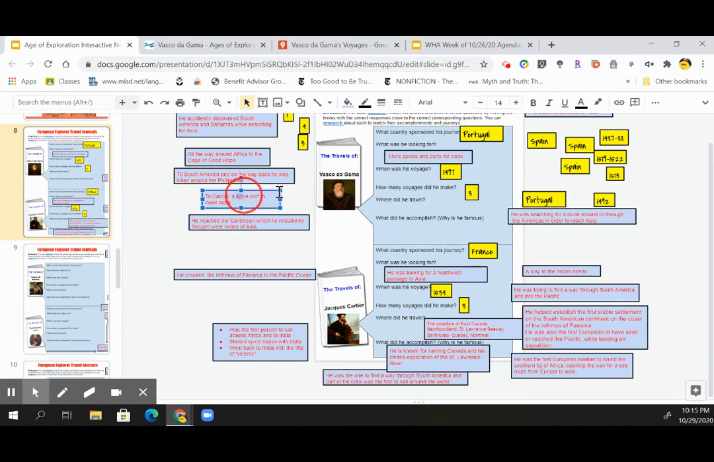So the main place he traveled was to Calcutta, spice port in India. So let's move that over there. That's where he traveled to. What did he accomplish? Why is he famous?